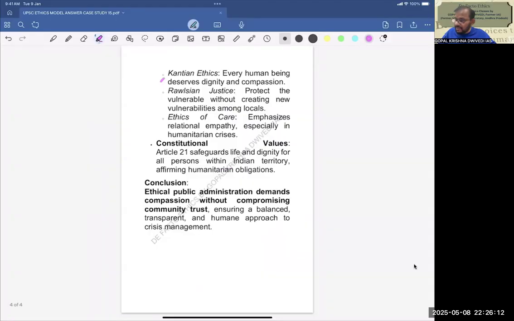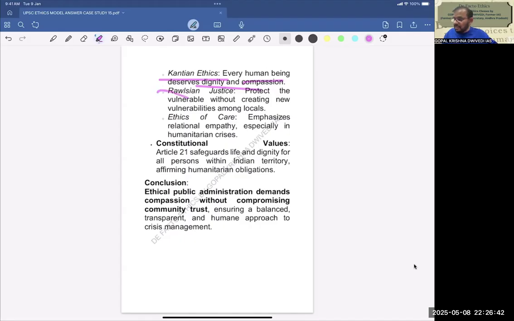First is Kantian ethics, that is the deontology of Immanuel Kant. Every human being deserves dignity and compassion. So this was the theory of Kant. Every human being has to be treated as an end in himself. He cannot be treated as a means. So every human being has to be treated with dignity and compassion. So Kantian ethics actually sanctions or mandates this kind of step which you have taken.